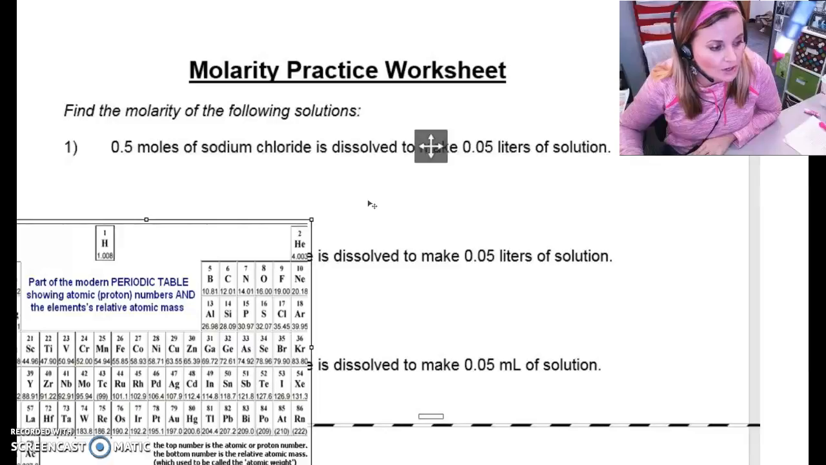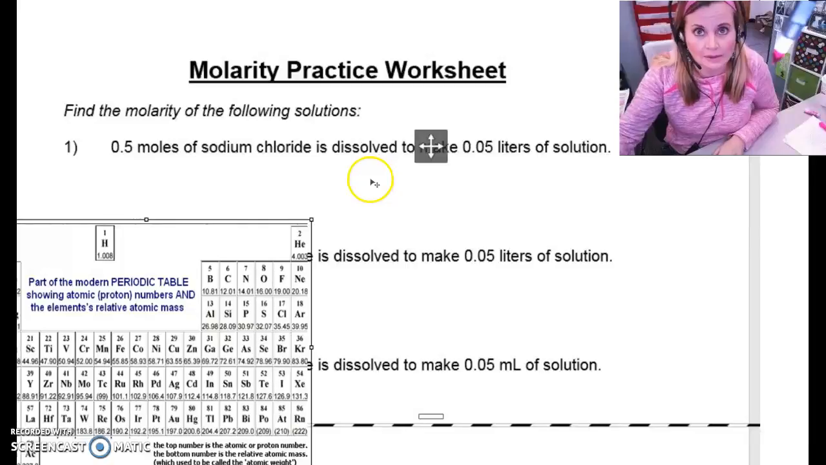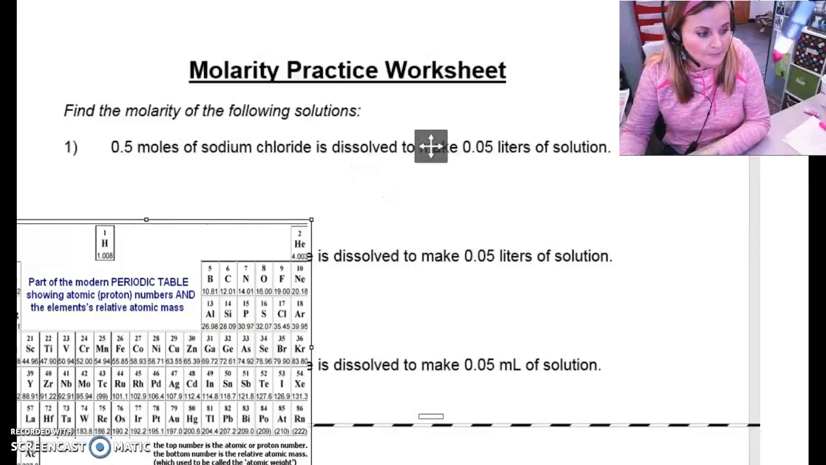So I thought I would do a few practice problems for you guys and post them here, and hopefully this will help you to figure out what you were doing and maybe see where you went wrong.